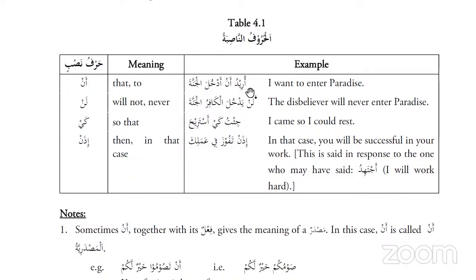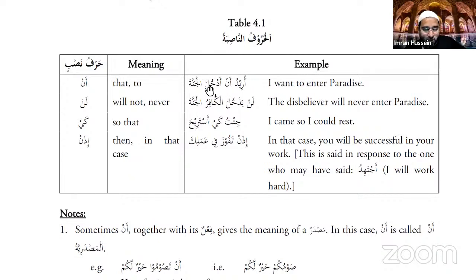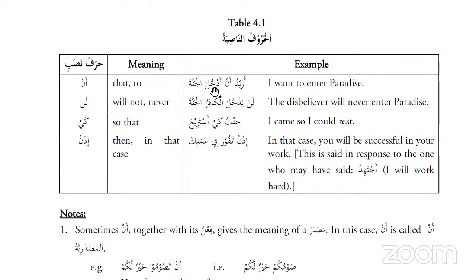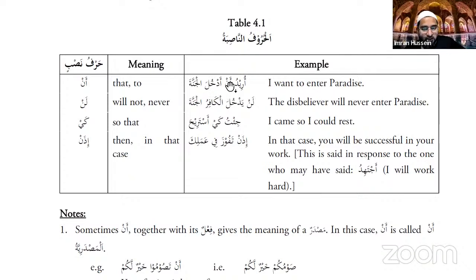Now, over here: Uridu an adkhula al-jannah. When the particle an enters a present tense verb, what does it do? It changes the meaning. Adkhulu means I am entering, correct? So what it does is change the meaning from adkhulu, I am entering, to enter.